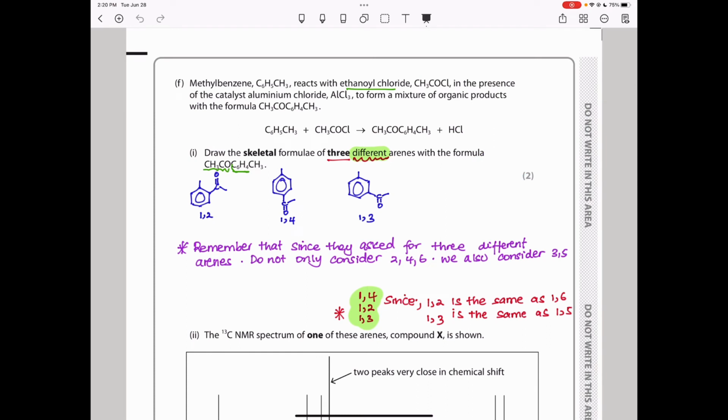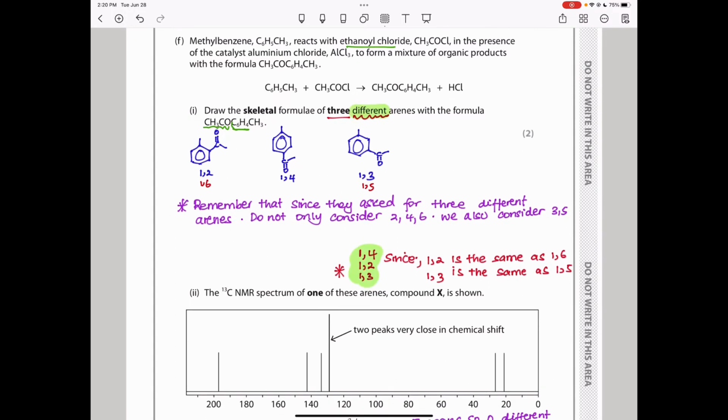That is why I put this. The methylbenzene is that. This is the electrophile that has come in. It can be on position 2. If it's on position 2 or position 6, the structure will be exactly the same. So 1,2 is the same as 1,6. The next part is if it's on position 4, there is no other way. So 1,4 is just, yeah, that's it. And then if it's on position 3, it's the same as being on position 5. So that is still the same structure. So these are the 3 possible structures I've shown here. And then I can go to the next part.